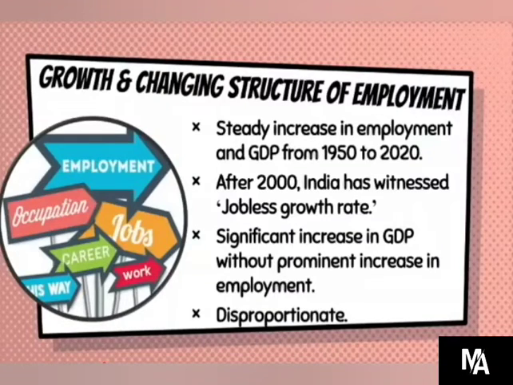Now, what is this jobless growth rate? It means that there is a significant increase in GDP without any prominent increase in employment, which means that the national income of India has increased, but the employment of India has not increased proportionately, which means we are seeing an increase in wealth but not an increase in employment. And so this is disproportionate.